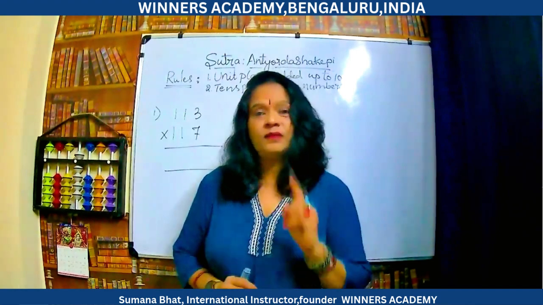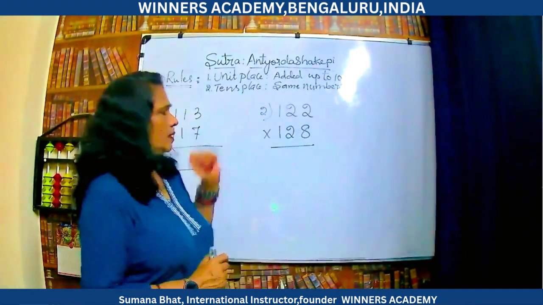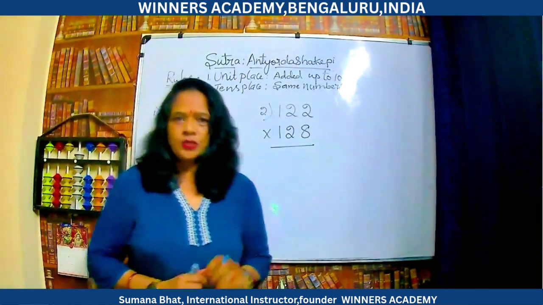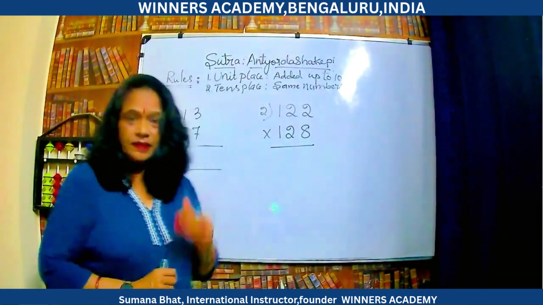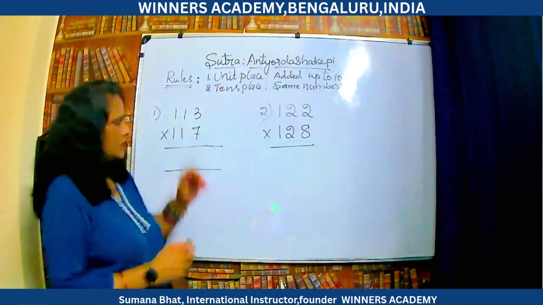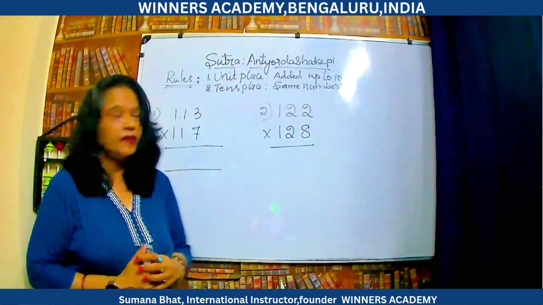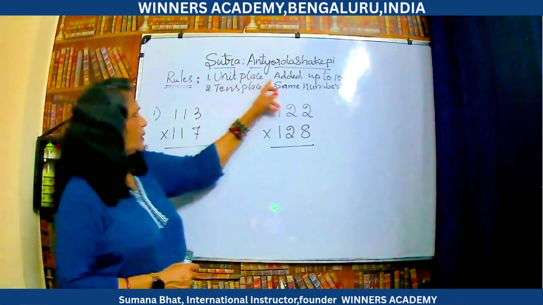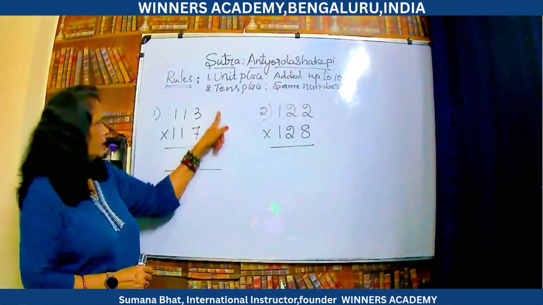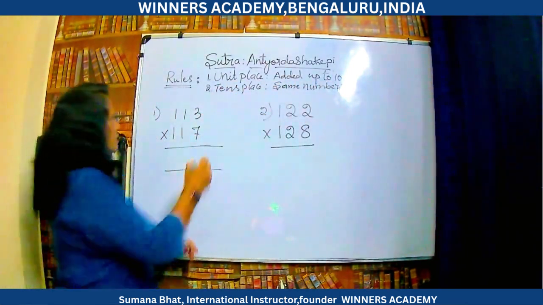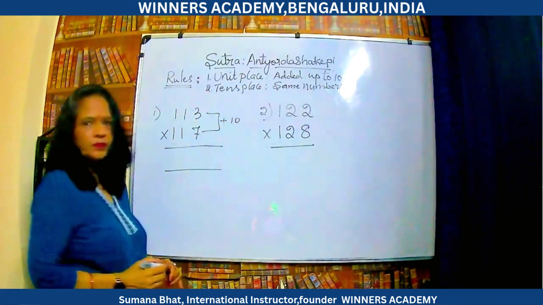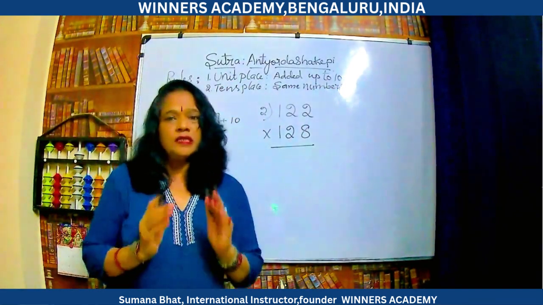How to multiply 3-digit into 3-digit numbers. Here we are going to use a Vedic mathematics sutra or formula or trick, that is Antyor Dashakepi. So what are the conditions to multiply this? See, the units place numbers should add up to 10. Means 3 plus 7, that is equal to 10. And other numbers must be same.